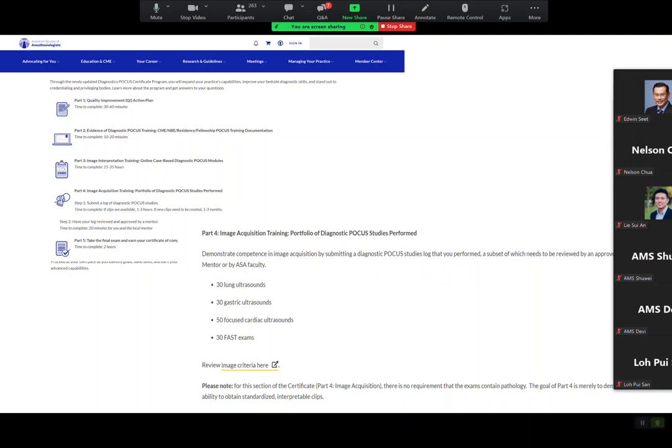They have online case-based diagnostic modules, and I think from the ASA it's about 160 cases. And again, their recommendations for practical skills range from between about 30 to 50 scans.